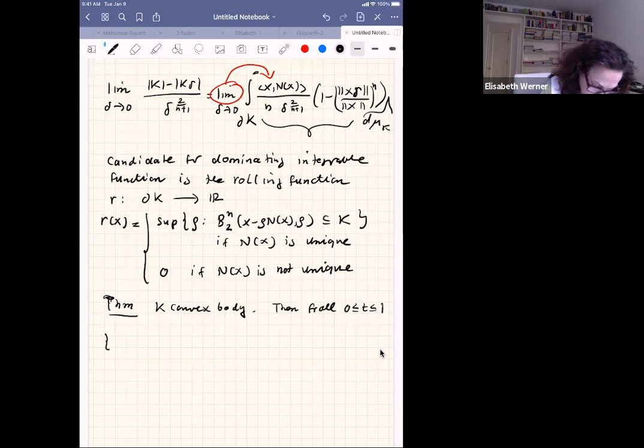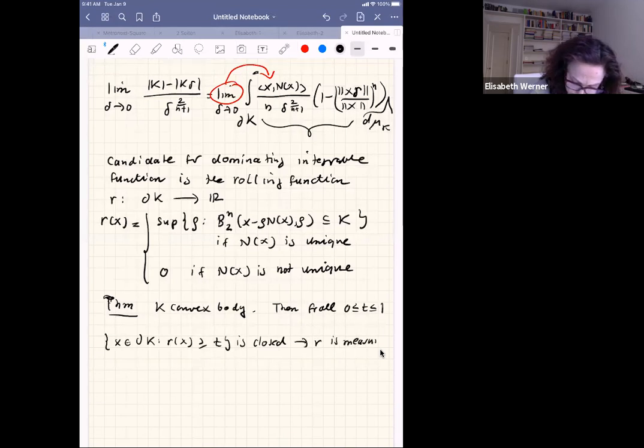Several things: the set of all x in the boundary of K such that r of x is bigger or equal than t. This is a closed set, and that implies that this rolling function is measurable, which we need. Well, we need more than measurability of the function; we need integrability in a certain way. But to get that, for sure it should also be measurable. So that's the first thing.